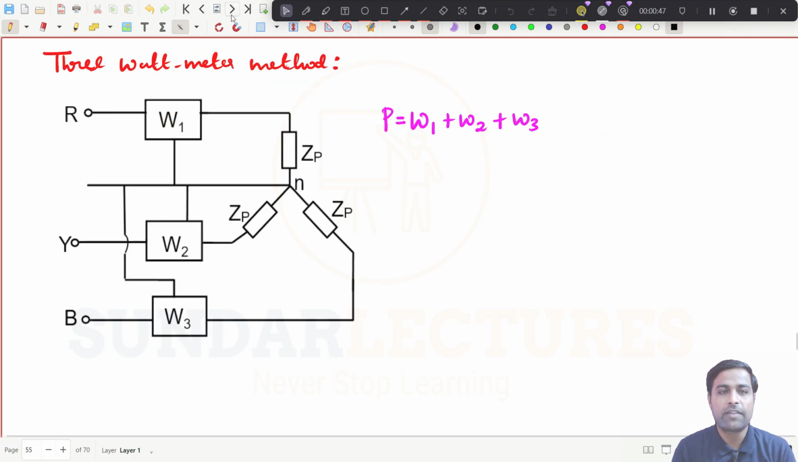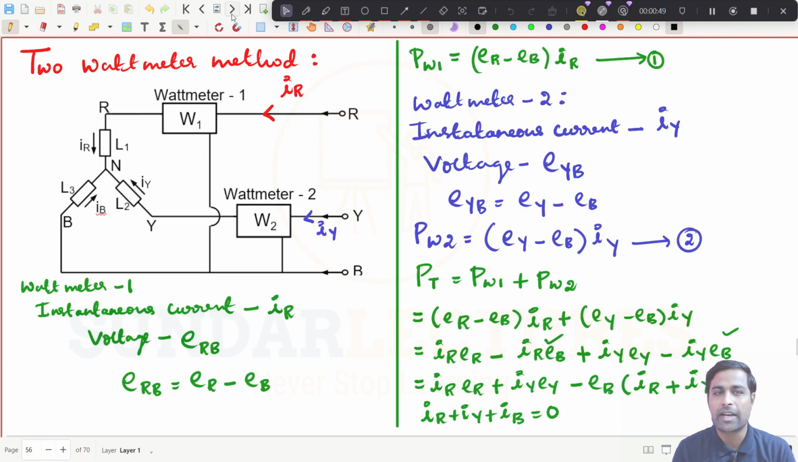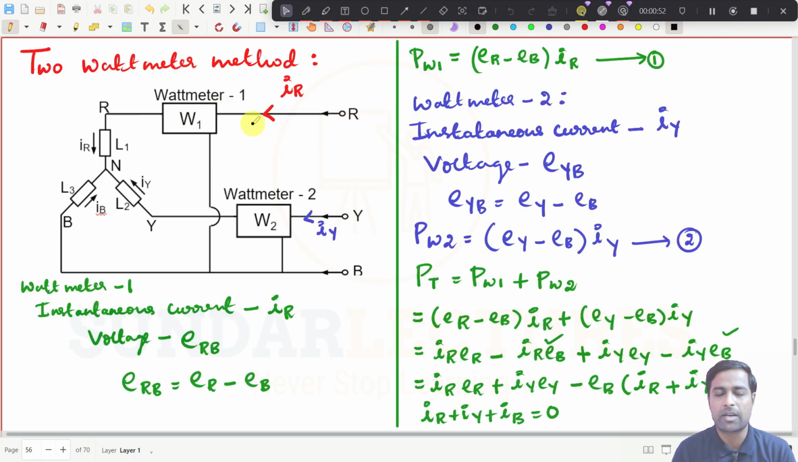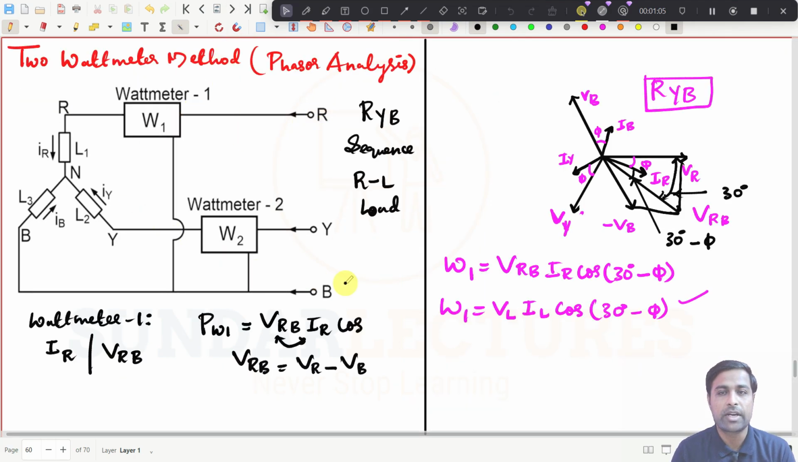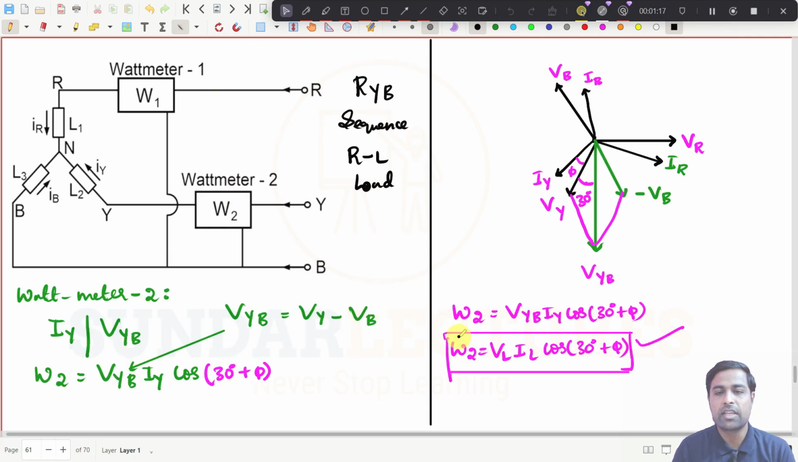Next, we have seen the 3 wattmeter method, where we can get the answers directly, but the 2 wattmeter method is very important. 2 wattmeters can be connected in a 3-phase circuit to measure the 3-phase power, and we have proved how that works. We took an example, connected it like this, drew the phasor diagrams, and found V1 and V2. Everything we have already found.